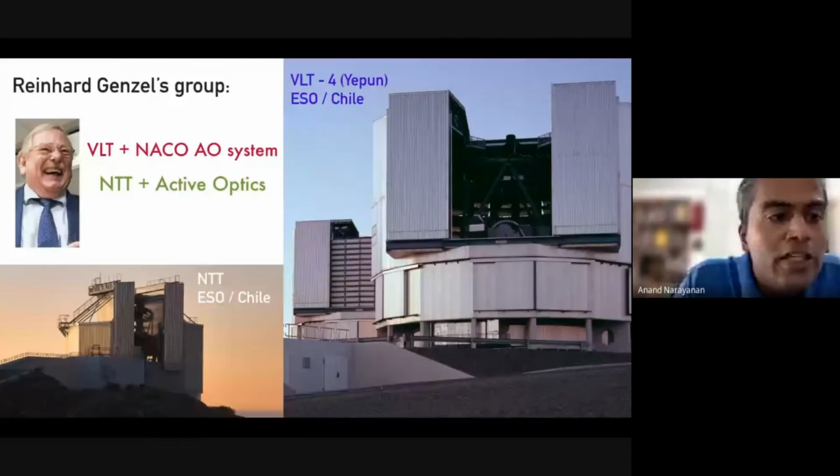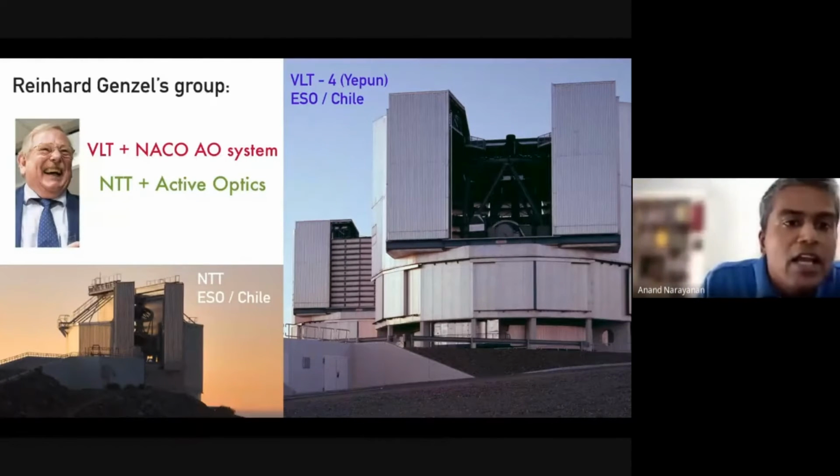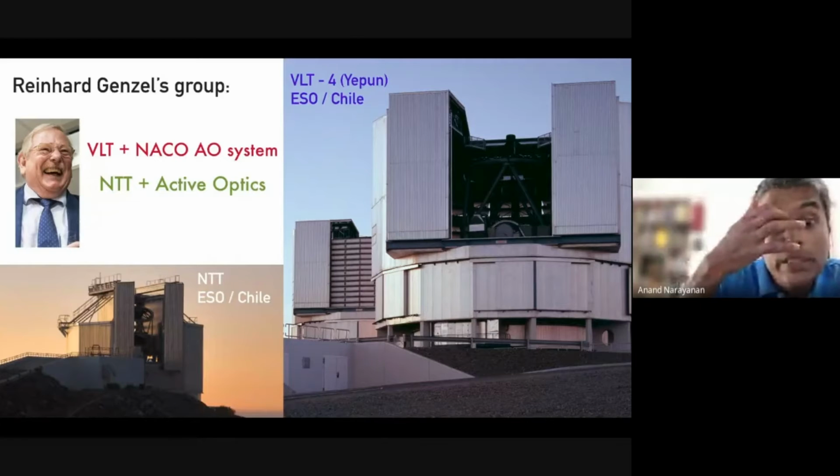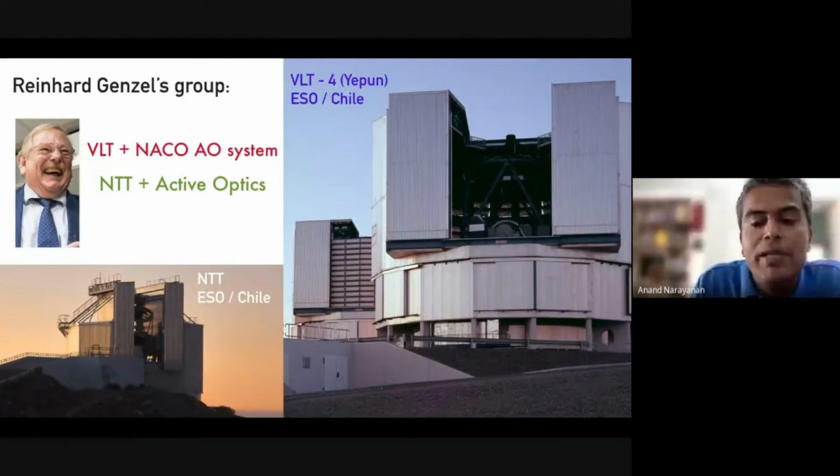So on to the discovery. Okay, won't take much time, maximum maybe 5 or 10 minutes. So Reinhard Genzel's group used 2 telescopes for collecting their data. One is the New Technology Telescope, which is a 3.6 meter telescope in Chile. And the other is VLT. VLT stands for Very Large Telescope. Okay, it's much bigger than NTT. Both these telescopes were used by Reinhard Genzel's group, and NTT has something called active optics and VLT has adaptive optics, which we have been talking about.